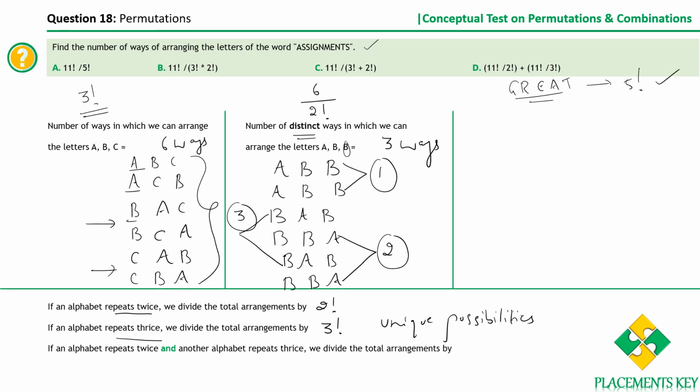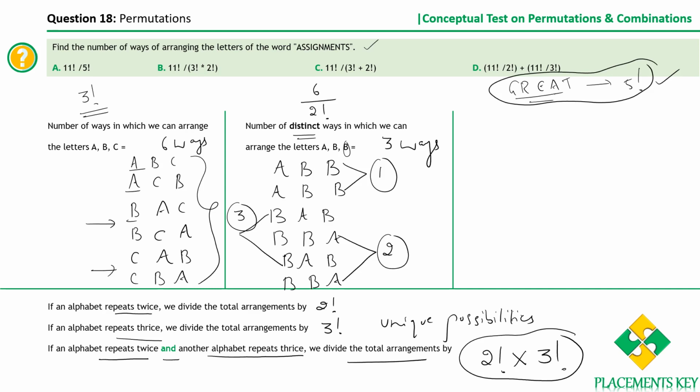Next, now think about it. If an alphabet repeats twice and another alphabet repeats thrice, we divide the total arrangements by 2 factorial, and since there is the fundamental principle of counting, we multiply. So we have to divide by 2 factorial into 3 factorial. Is it clear? Whenever there is no repetition, if we have 5 alphabets, the answer will be 5 factorial directly. But if there is a repetition, we have to divide by 2 factorial or 3 factorial depending on how many alphabets are repeated.